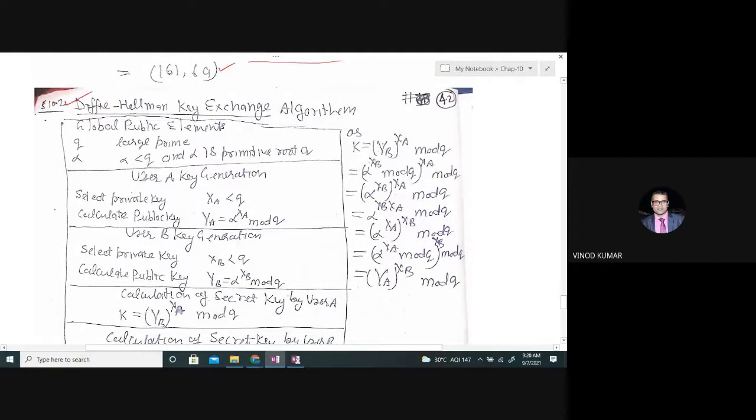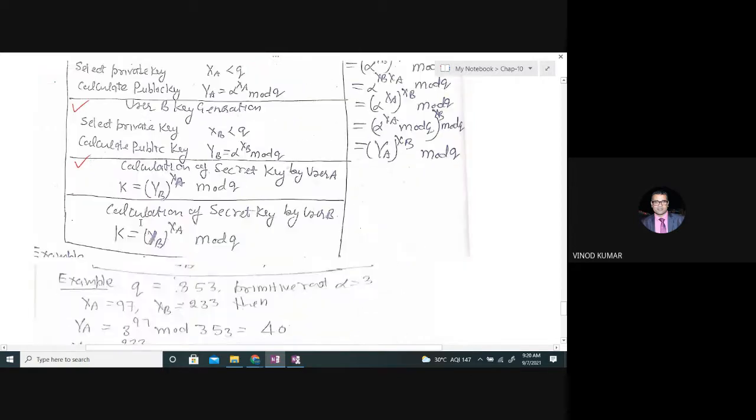Diffie-Hellman key exchange protocols. Okay, this is a similar approach. This protocol has the following phases: global public elements, user A key generation, user B key generation, calculating the secret key by A, and calculating the secret key by B. Then the shared key is this.